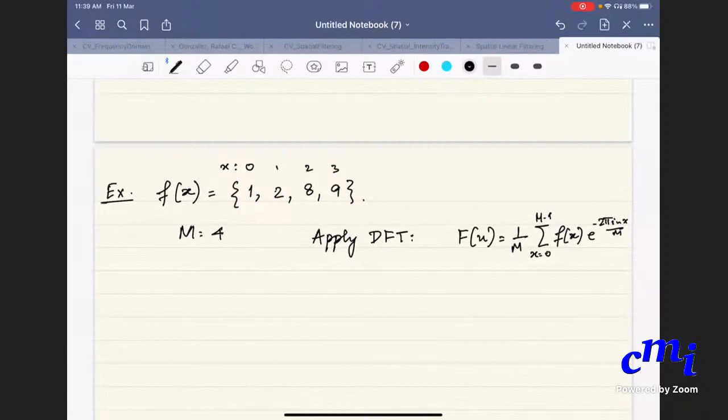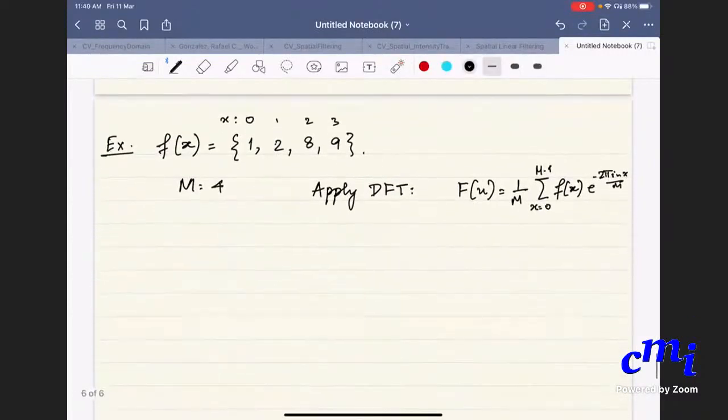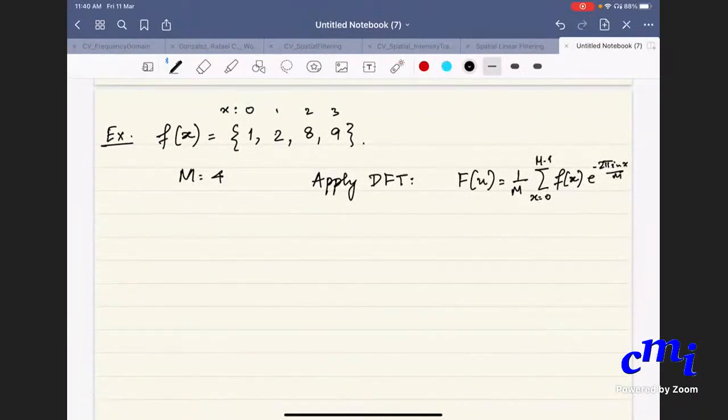One other thing to realize from this formula is that the range of x was 0 to M minus 1, so the range of u is also 0 to M minus 1. The Fourier variable, or the transform variable, will also move over the same range. So u is also going to have 4 values, from 0 to 3. That means we have to calculate F(0), F(1), F(2), F(3), and you can do this very easily now.